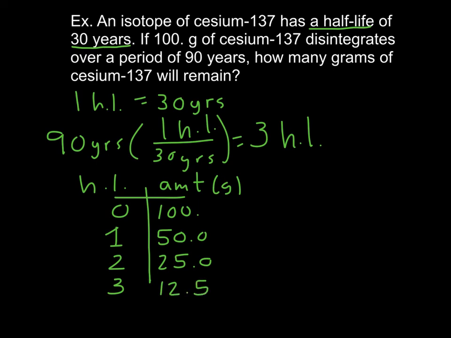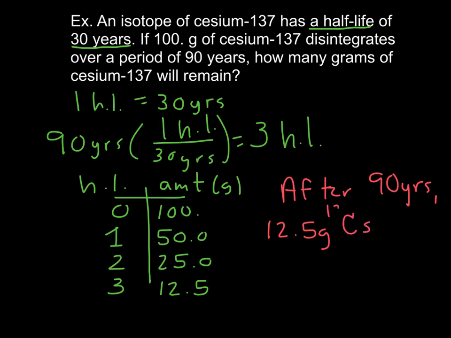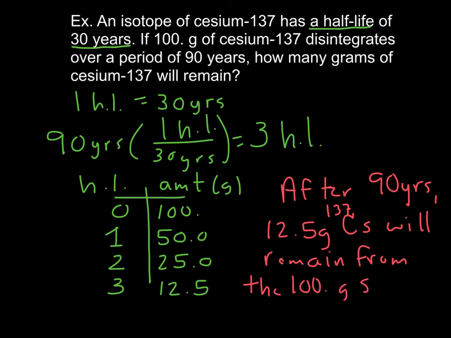So we can finalize our answer and say, let's see here, let's change the color for us. After 90 years, 12.5 grams of cesium-137 will remain from the 100-gram sample. And that's it.